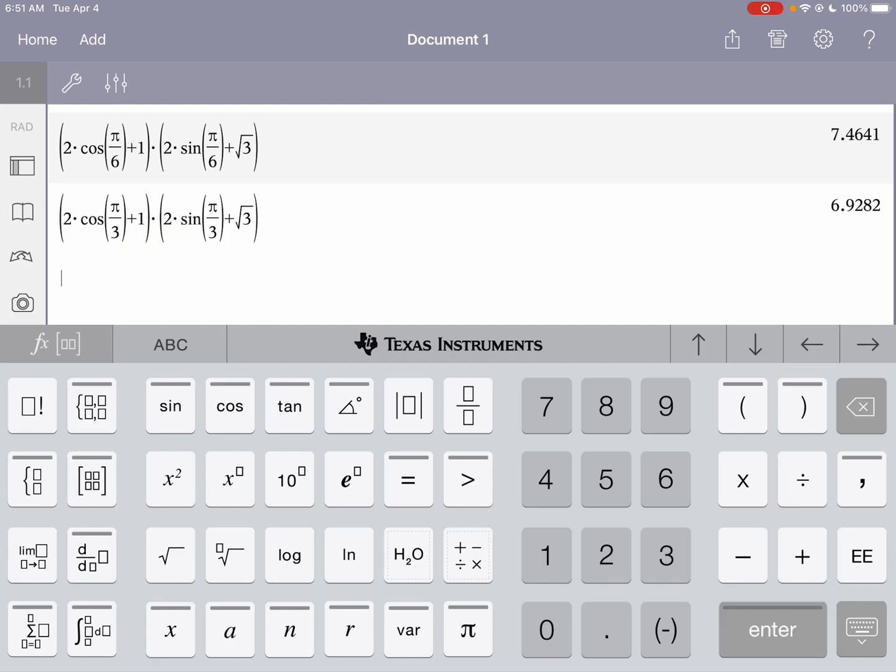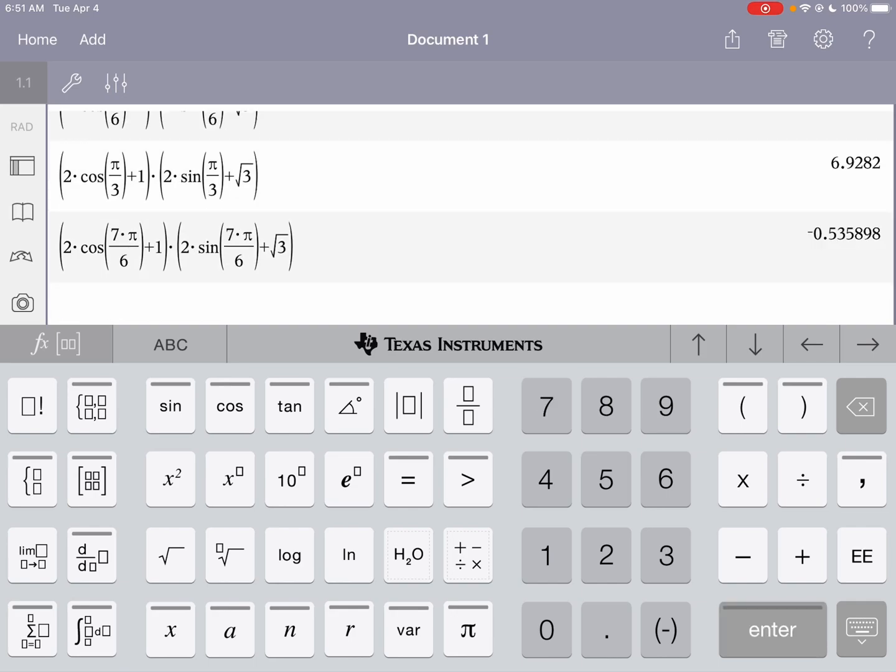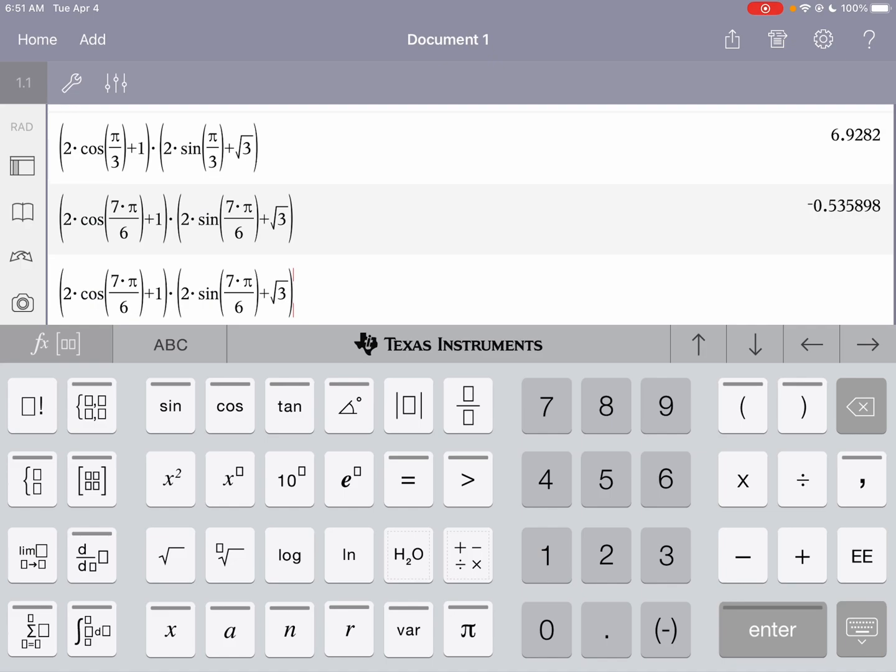I press enter. Again, I do not get 0. So if I just hit the up arrow 2 times, press enter, I don't have to retype in the whole equation, saves us some time. So 7 pi over 6. Again, I don't get 0. Up arrow 2 times, press enter. Now I'm going to change it to 4 pi over 3.